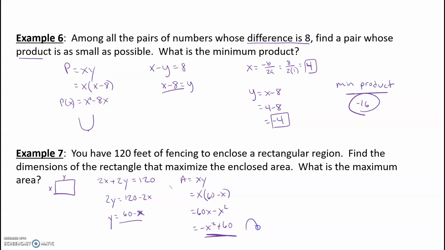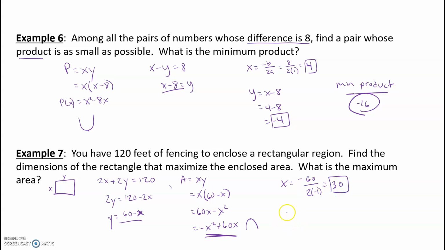It's opening down. So that top is my maximum, right? And that's what they're asking for. What's the maximum area? All right, so let's get it. x equals opposite of b. There's an x here. My bad. Opposite of b over 2 times a. You get 30.